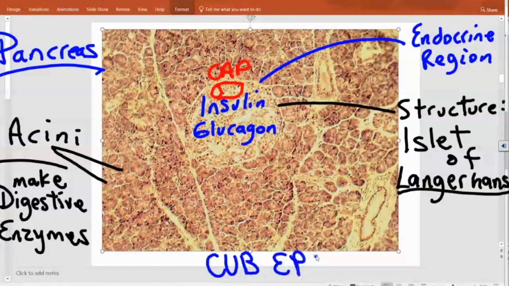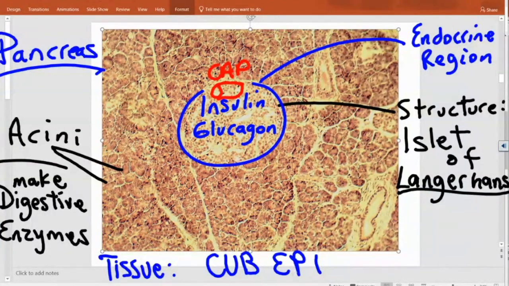What question would I ask if I wanted cuboidal epithelium as the answer? Excellent. What tissue is that? Pancreas, islet of Langerhans, insulin and glucagon. The acini make digestive enzymes. One other very important thing. Well, there's actually two.